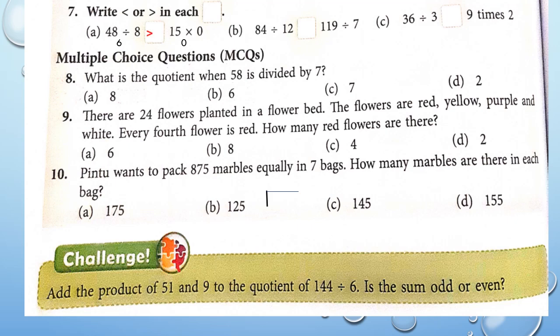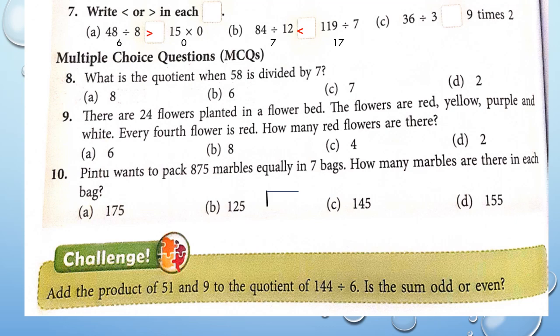Now B. 84 divided by 12. So here 12 sevens are 84. And 119 divided by 7. So 7 17s are 119. You need to learn the table of 12 to 20. So here which sign will come? 7 is less than 17. So the less than sign will come.